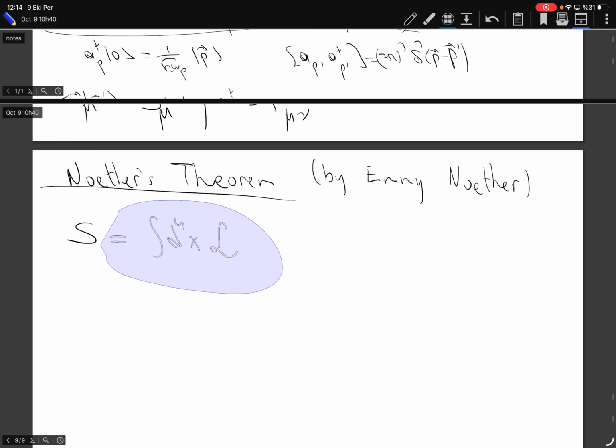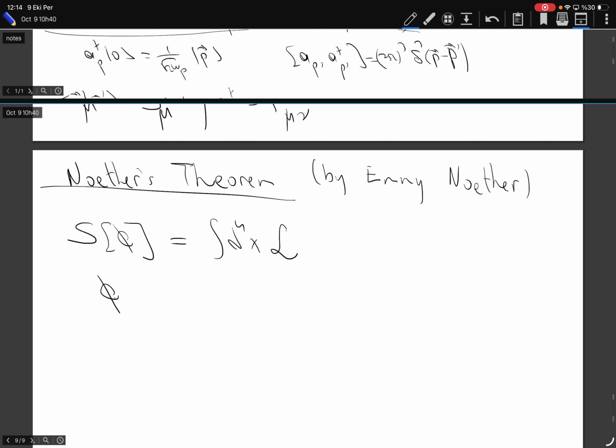Well, the action will depend on my fields. It can also depend on the derivatives, the conjugates of my fields, etc. But let me just write it in this form. It depends on my fields. What I mean by a symmetry will be: I have my field phi, I replace it by some other field, let's say phi prime.